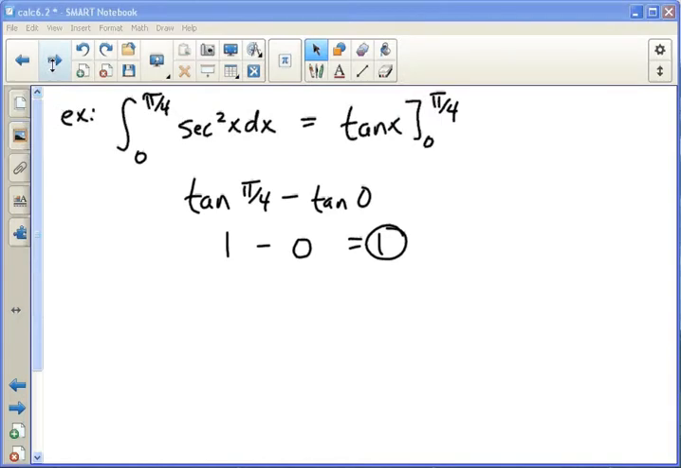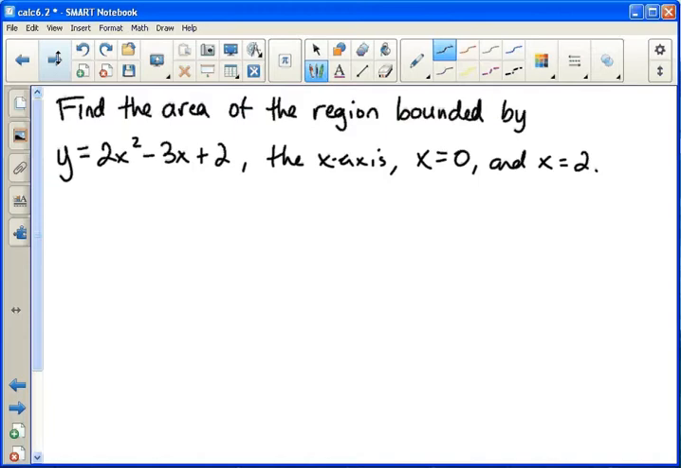One key thing to remember is that these are always about area. Integrals find area under the curve. Just like we connected in our brains that derivatives are always about slope or the rate of change, you've got to connect the fact that integrals are about area. So here's an example of one way you may see this question worded. It may say find the area of the region bounded by 2x squared minus 3x plus 2, the x-axis, x equals 0, and 2.